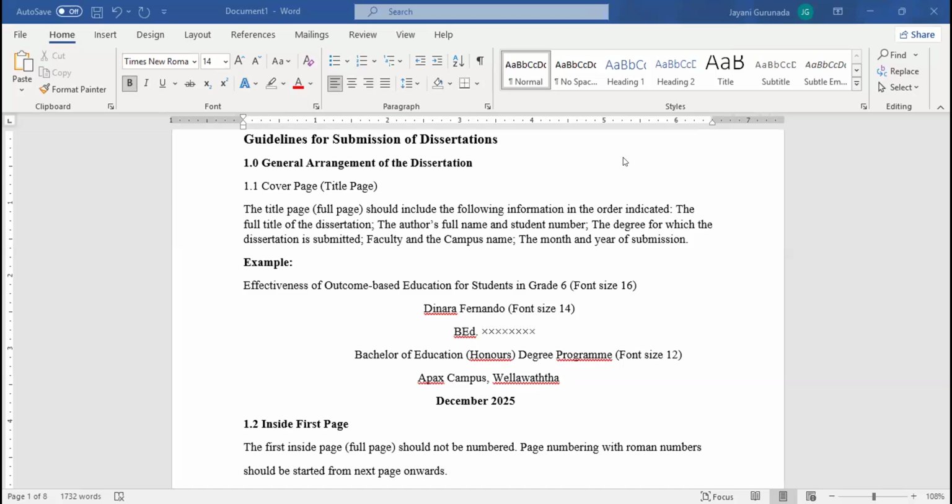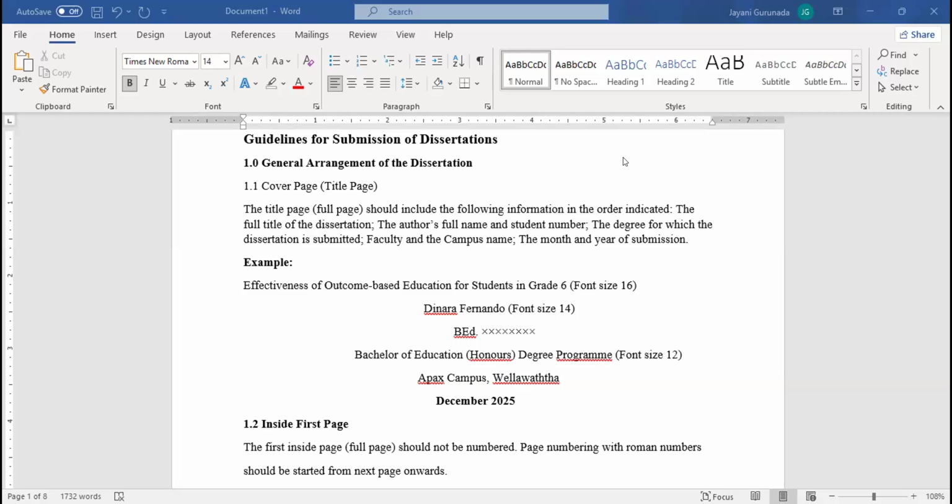And you did your proposal presentations too. I think you all have done your proposal presentations and uploaded them to the LMS. So today is the last lecture on how to make the final thesis, right? Here I have given the guidelines. Can you all see the screen now? Here is the general arrangement of the dissertation.